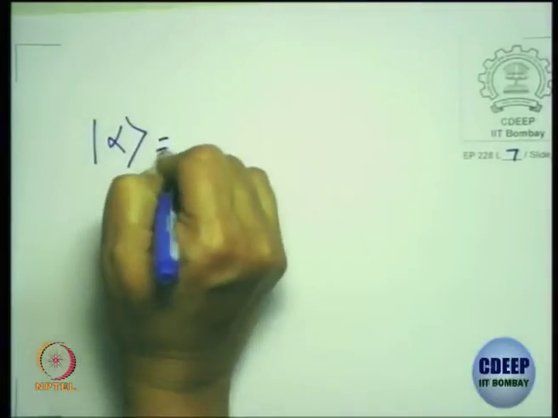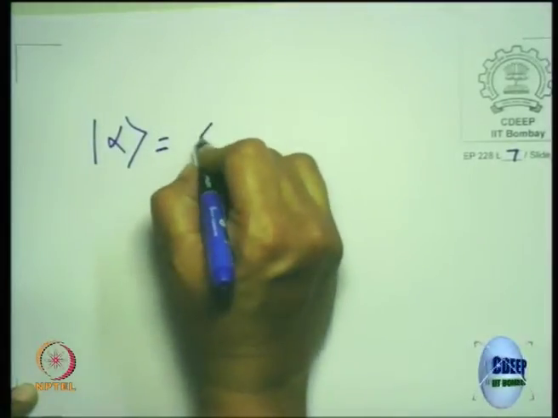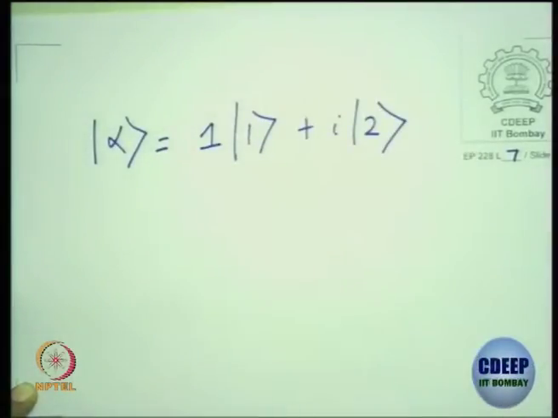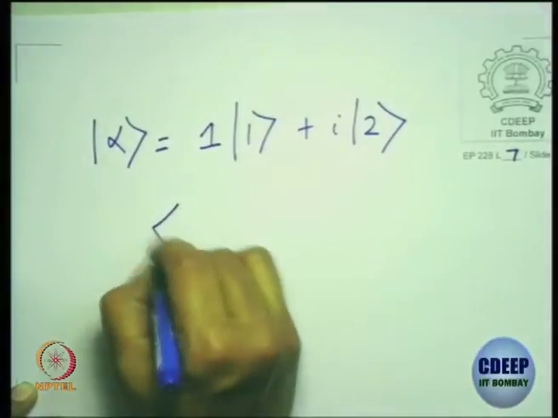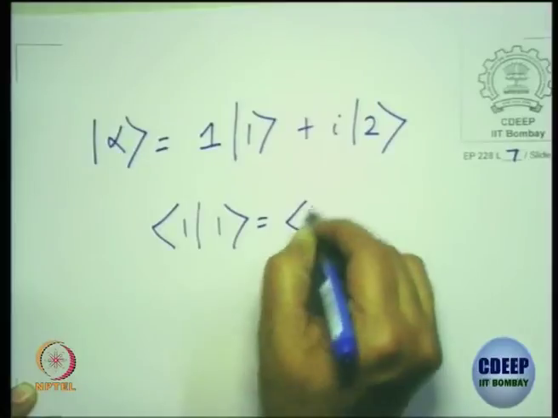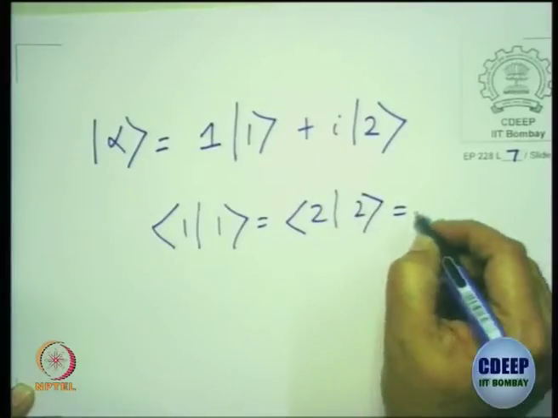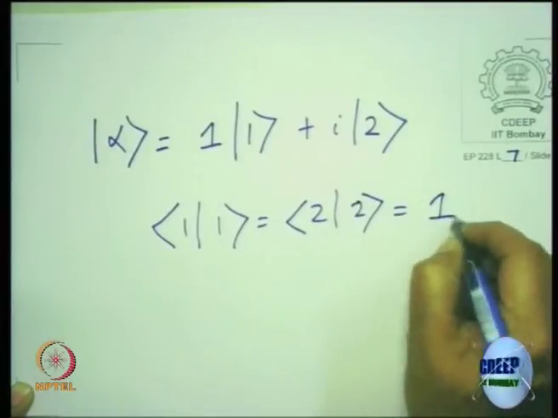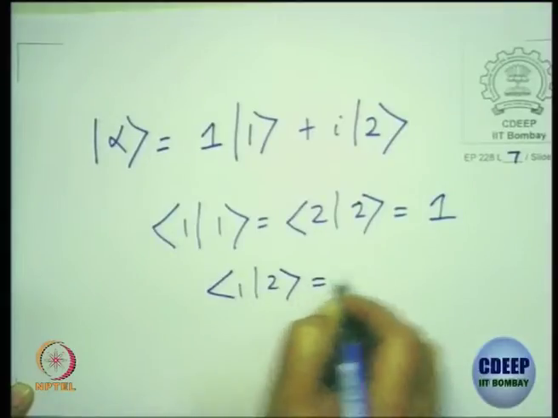For example, suppose I give you a state, let us say alpha, as 1 times |1> plus i times |2>, and I also say that <1|1> and <2|2> are 1. This is just a notation, you can use Greek letters or any arbitrary symbols. So, this is 1, and I give <1|2> as 0.